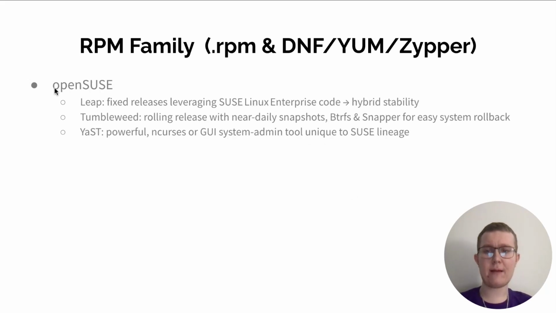Another one in the RPM family is called openSUSE. The Leap edition has fixed releases leveraging SUSE Linux Enterprise code, so it's hybrid stability. Tumbleweed is a rolling release with near daily snapshots, so it's got really easy rollback. And YaST is for system admin tools that are unique to the SUSE lineage.